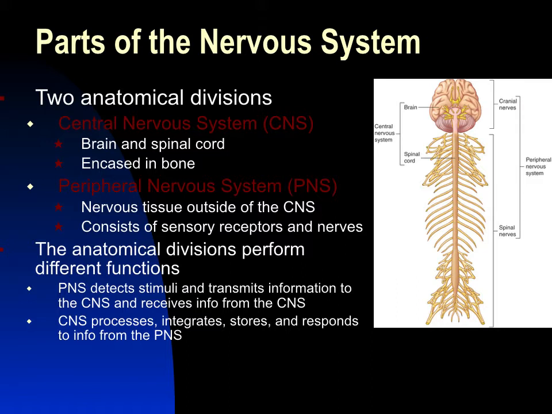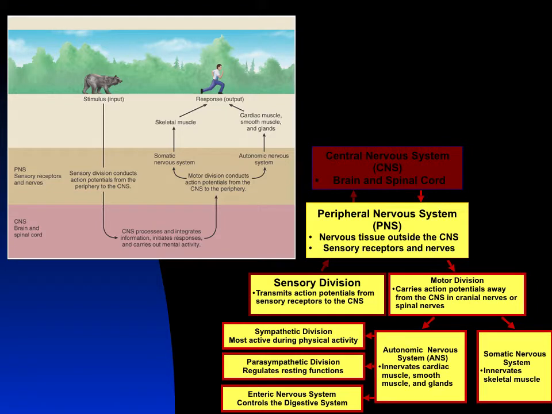And these anatomical divisions can also be further subdivided based on their function. And so the CNS does the processing, stores, and responds from info. And the peripheral nervous system transmits sensory info to the central nervous system and receives motor information. Furthermore, the peripheral nervous system can be divided into a sensory and a motor division, and that motor division can be divided into somatic, which innervates skeletal muscle, and autonomic divisions. And the autonomic nervous system innervates cardiac muscle, smooth muscle, and glands.